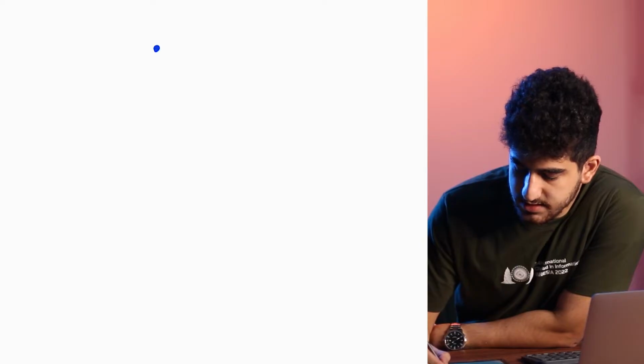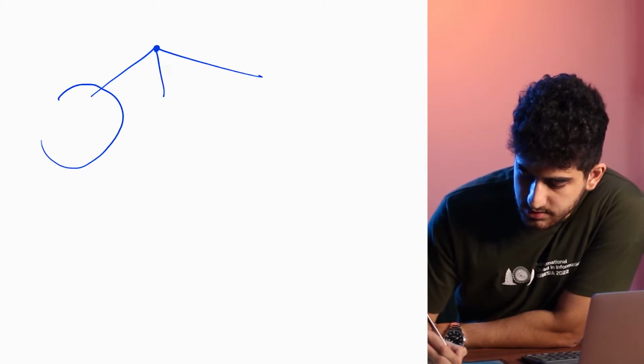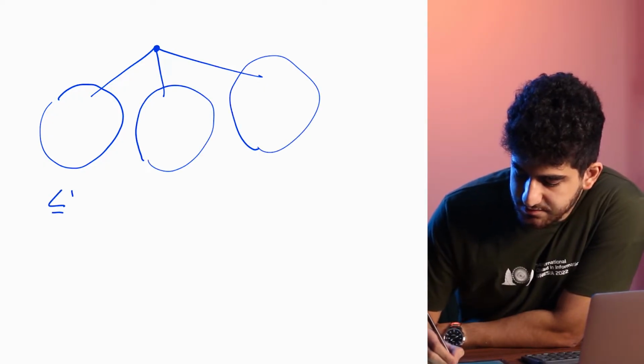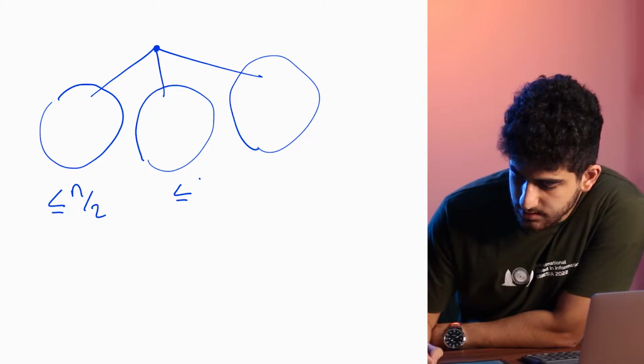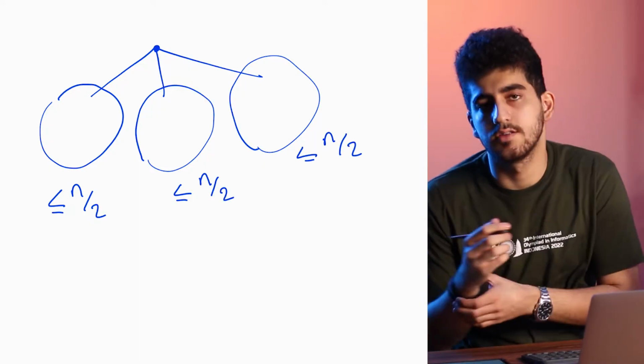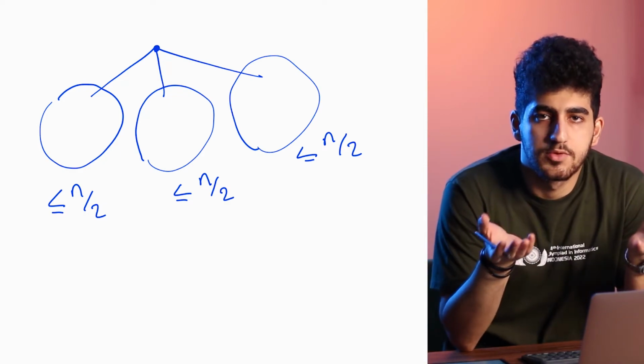Okay, so now let's discuss what Centroid is. Well, Centroid is a vertex in a tree such that if you remove this vertex, all the remaining connected components will have at most n/2 vertices. So it means that if you remove this vertex from your tree, all the remaining components will have at most n/2 vertices. So why is that important?